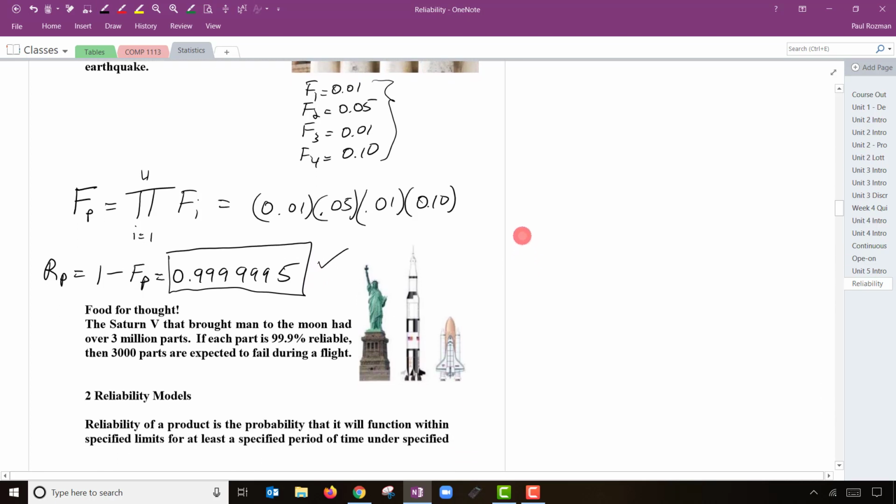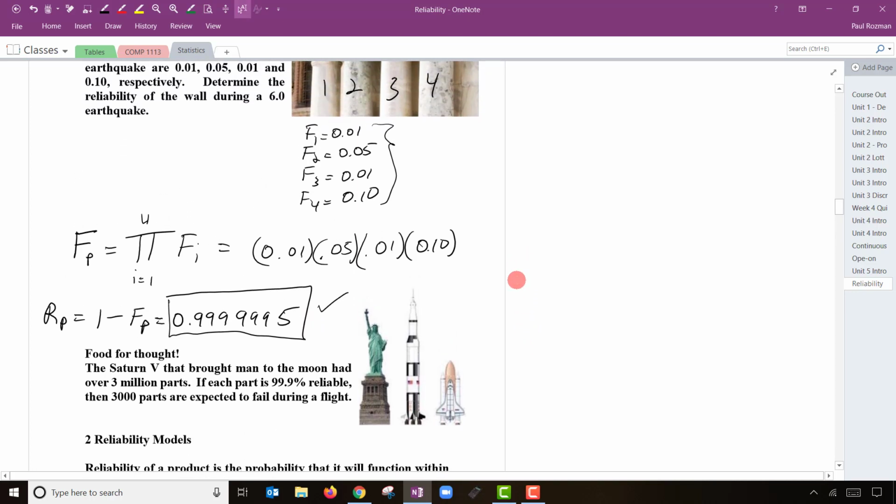I was watching a documentary about landing on the moon in 1969, and they said that the Saturn V rocket that took man to the moon had over 3 million parts. So imagine each part is 99.9% reliable, which that probably is a very high estimate, actually. 99.9% are reliable, so 0.1% are unreliable. So 0.1% of 3 million parts is 3,000 pieces are expected to fail.